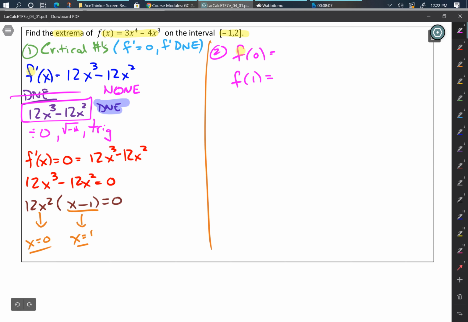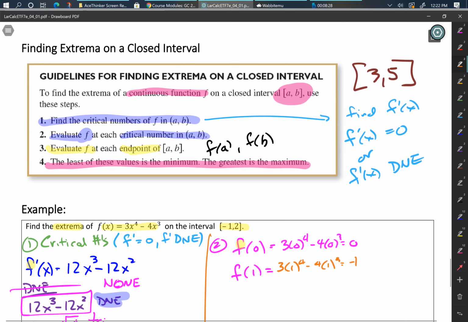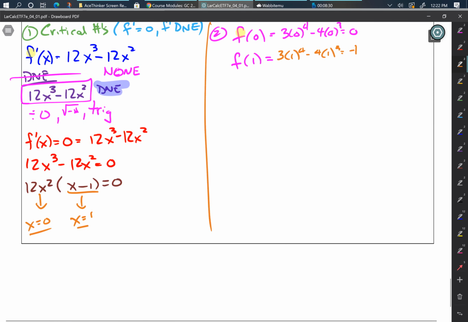All right, so f of 0. Plugging in a 0, we get 3 times 0 to the 4th minus 4 times 0 cubed, which is equal to 0. And then f of 1, we're going to have 3 times 1 to the 4th minus 4 times 1 cubed, which is 3 minus 4, negative 1. Okay, so now we're done with step 2. Now we do step 3, evaluate the function at each endpoint.